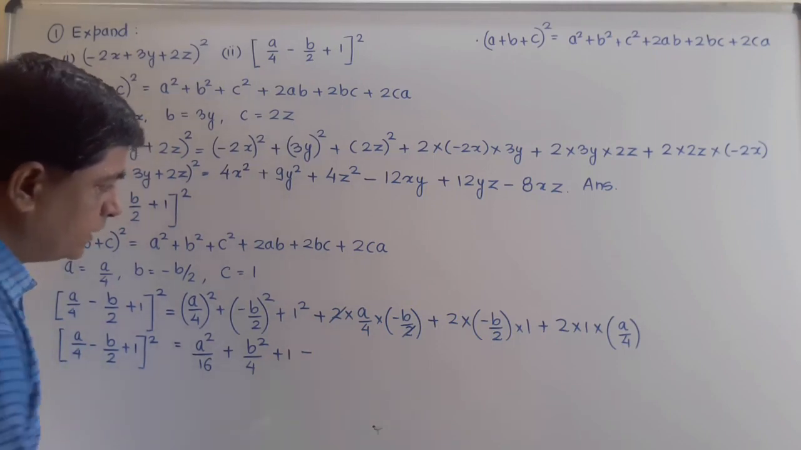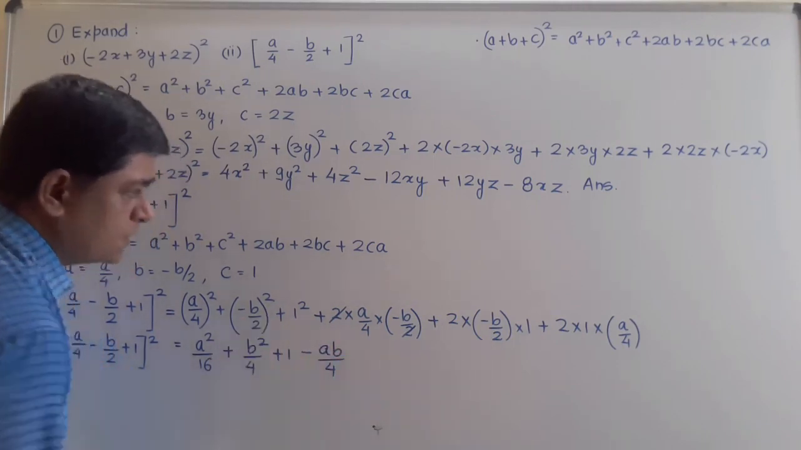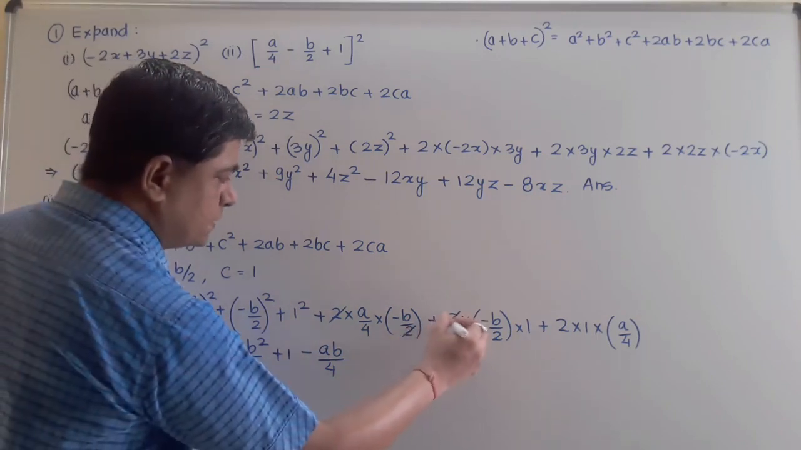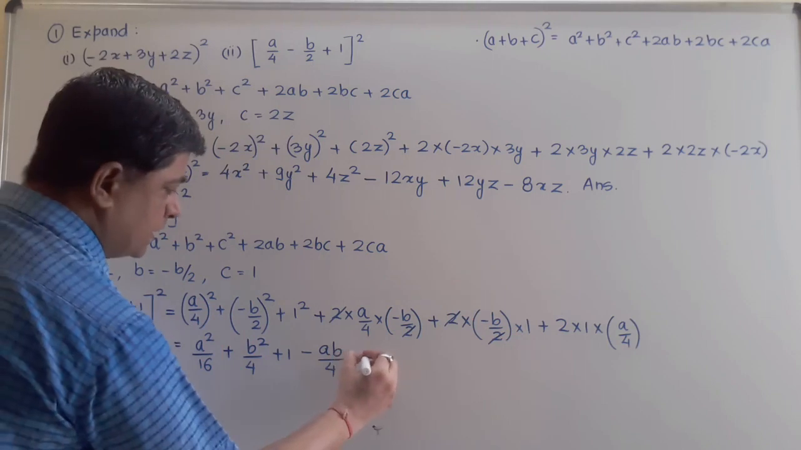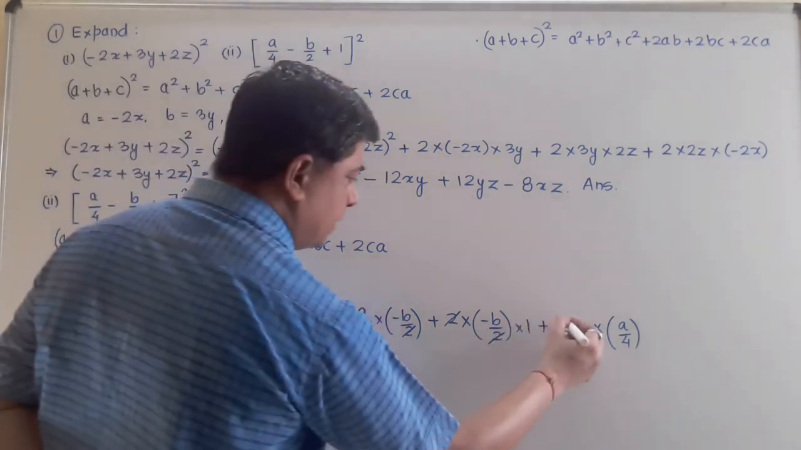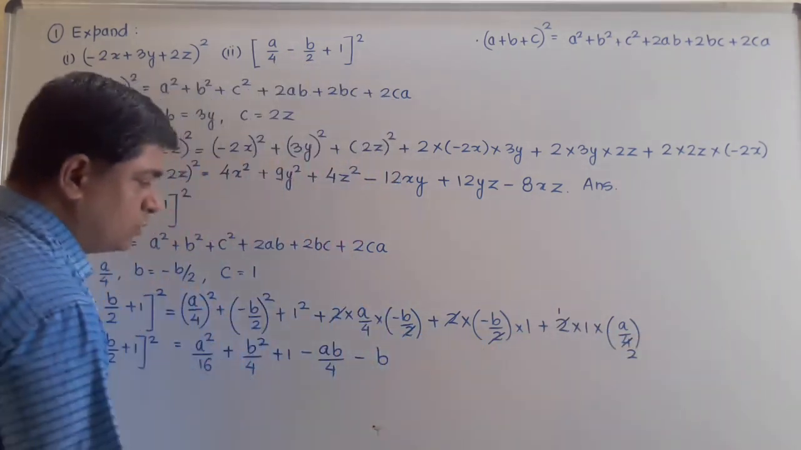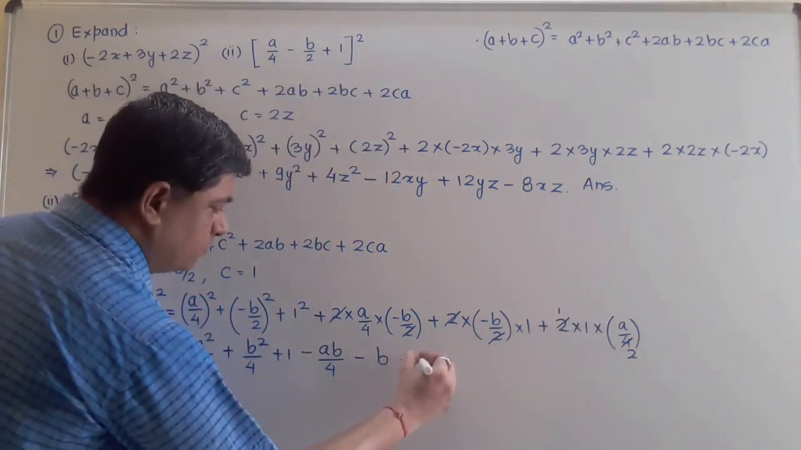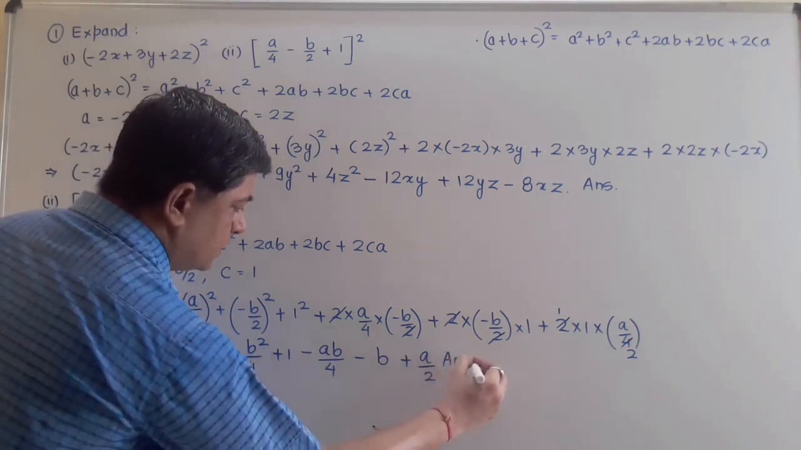So finally I will get here ab upon 4. Similarly here also I can cancel 2 with this 2, and plus into minus is minus, b into 1 will become b. In the same way here also I can cancel 2: ones are 2, 2 twos are 4, because there is no minus sign, so plus sign will come, a upon 2 will be your answer.